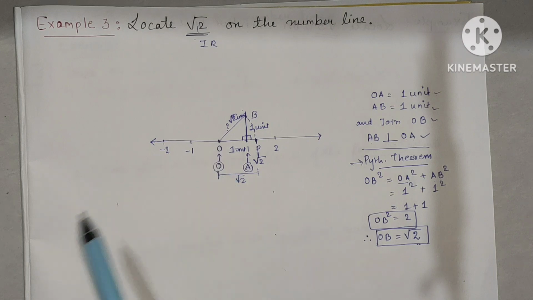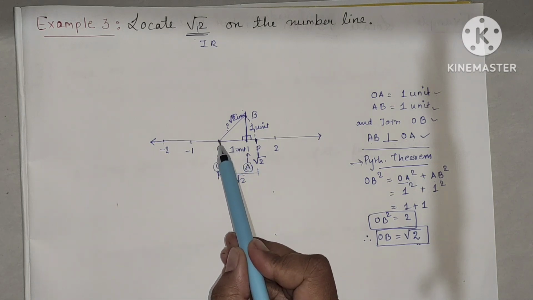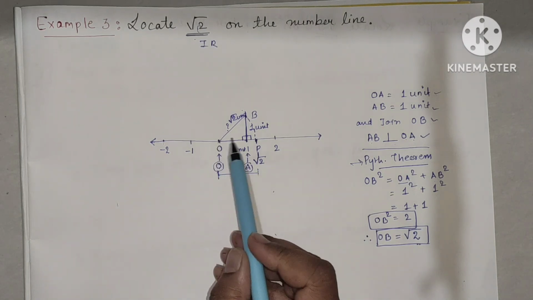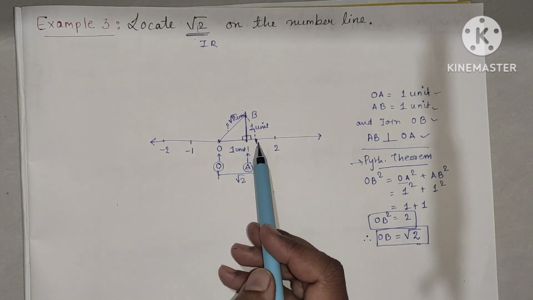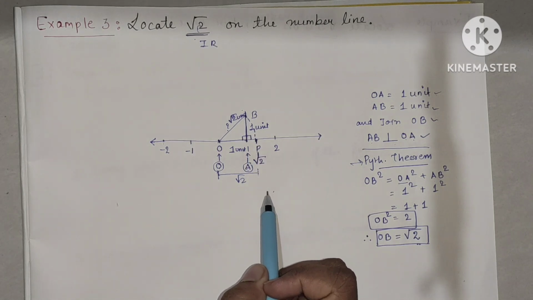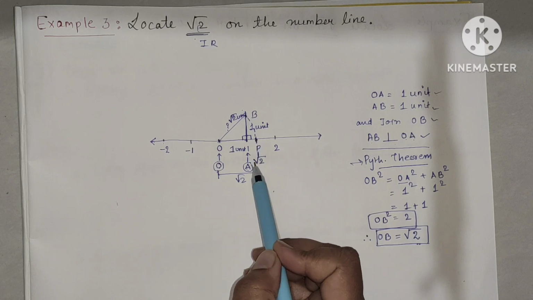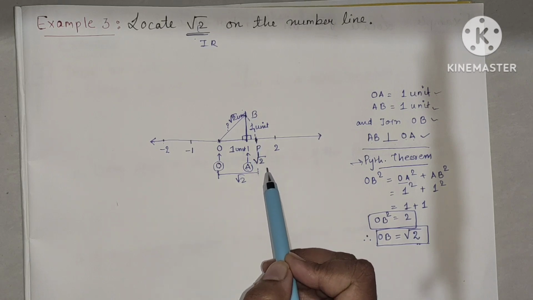You are going to use a compass, and then you are going to drag this point on the number line, and this point will be called as root 2.